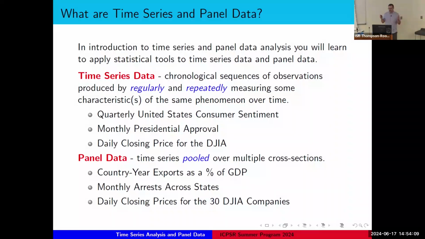So you've probably seen, if you've ever just turned on a television, a graph of the stock market, right? Dow Jones Industrial Average, what have you, you have seen a time series, okay? Quarterly United States consumer sentiment, monthly presidential approval. Panel data are just pooled time series. So instead of having one time series for one cross-section, you've got multiple cross-sections. And so instead of maybe having the Dow Jones Industrial Average as a time series, you could have the 30 firms that make up the Dow Jones Industrial Average and put those in a data set and analyze them.